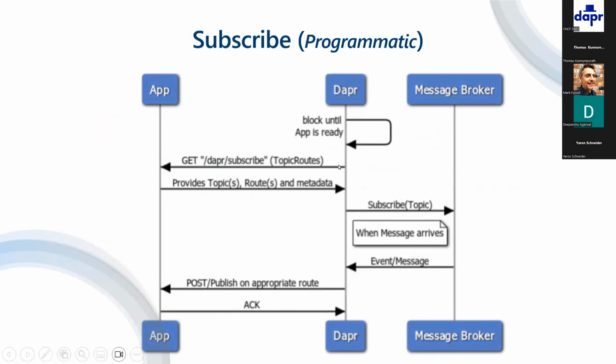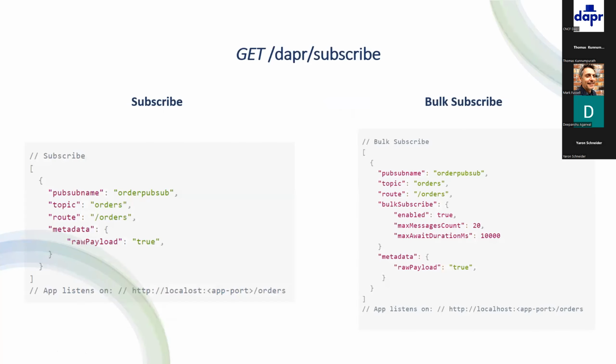if you talk about a normal subscribe, what happens is that the Dapr sidecar basically asks the app, okay, hey, what are the topics you want me to subscribe to for you? So the app basically tells all the topics, routes, and metadata associated with them, and then whenever the message broker sends out the event, the Dapr sidecar listens to it, and then Dapr is able to post on the appropriate route, which the app is able to acknowledge. On the same lines, the bulk subscribe API is going to work.